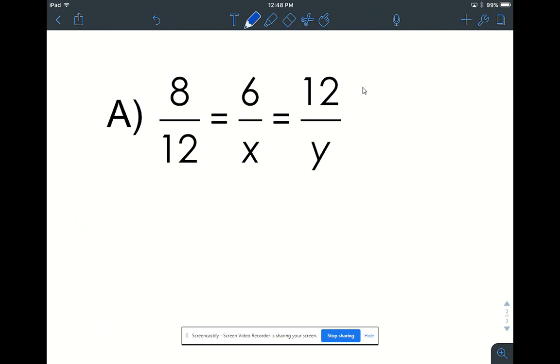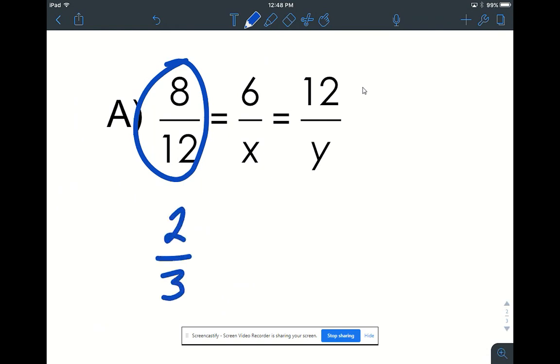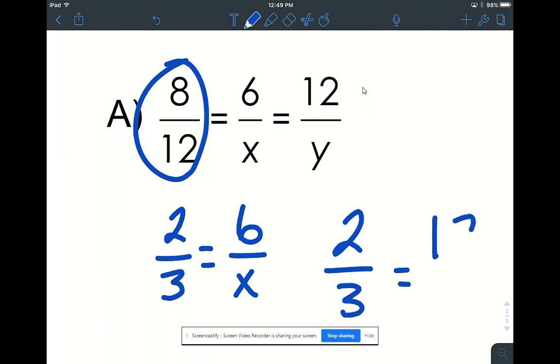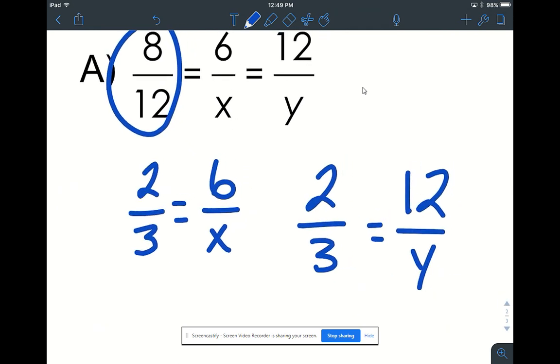So let's try it. If we look at 8 over 12, that reduces down to 2/3. So then what I like to do is just take them and do them separately. So 2/3 has to be equivalent to 6 over x, and 2/3 has to also be equivalent to 12 over y. So I basically set up two different proportions to solve for each variable.